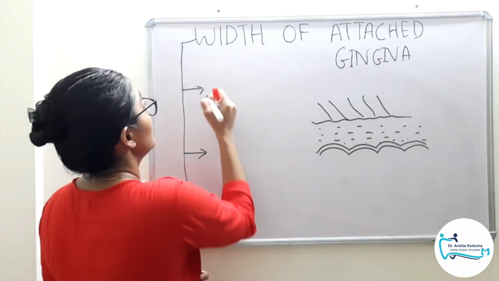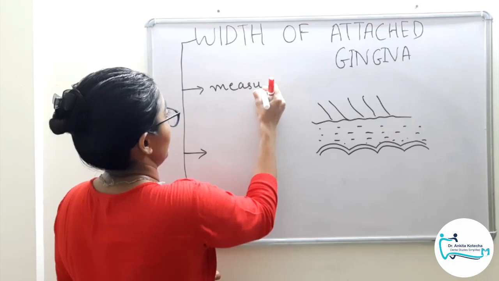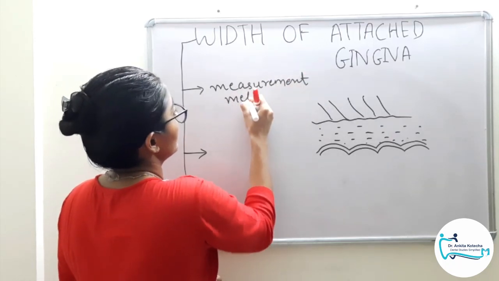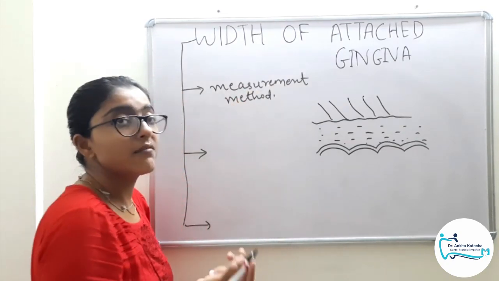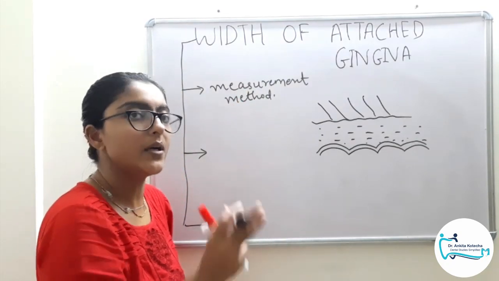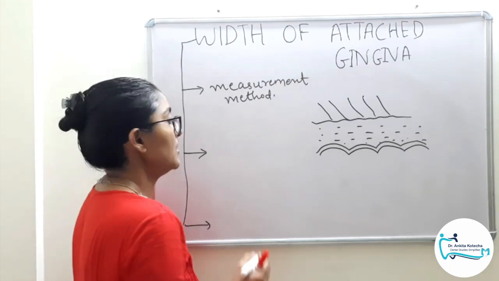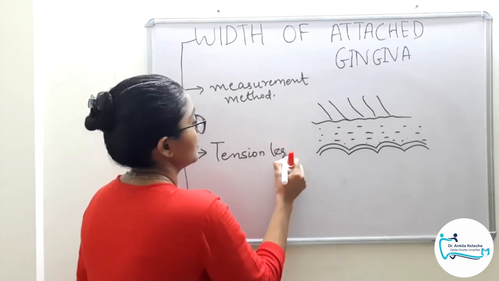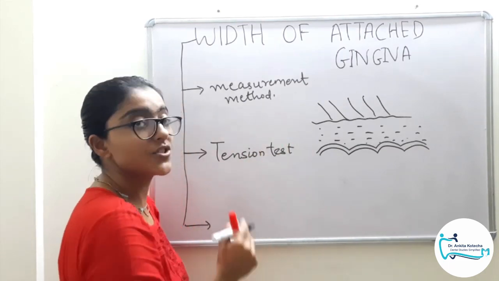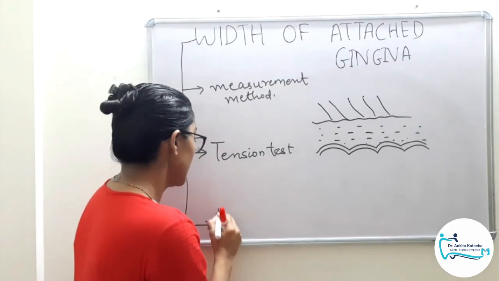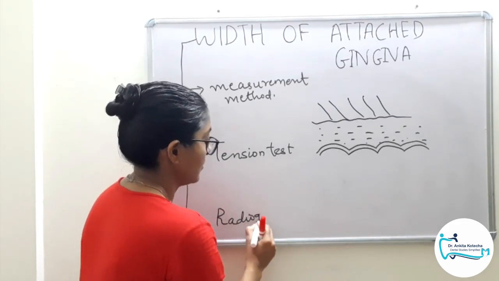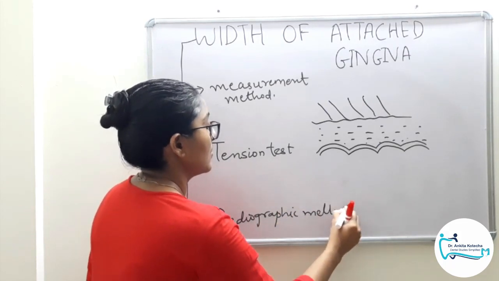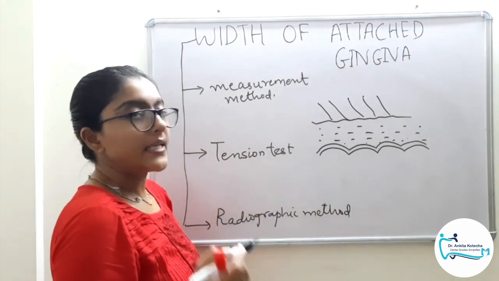Please watch carefully. The first method is the measurement method, which is the most commonly used and recommended one, partly you can say so. I will justify why it is not recommended and why it is recommended both. First method is measurement method. Second method is functional method, that is tension test. And the third method is of historical perspective, but for our knowledge, radiographic method. Let us discuss each of the following in detail.